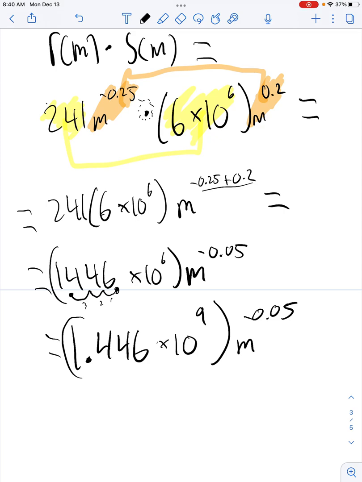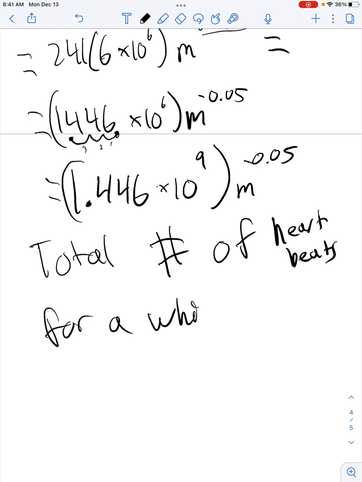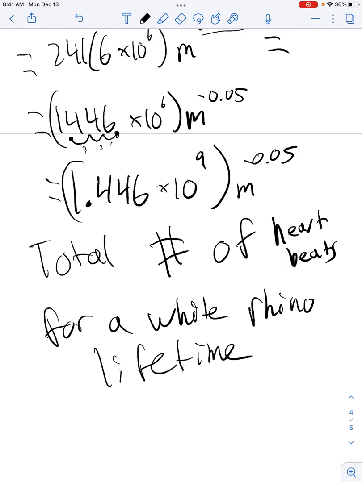So interpret this. Multiplying the heart rate by lifespan gives the total number of heartbeats for a white rhino over the entire lifetime. So this is the total number of heartbeats for a white rhino's lifetime. That's a lot of heartbeats.